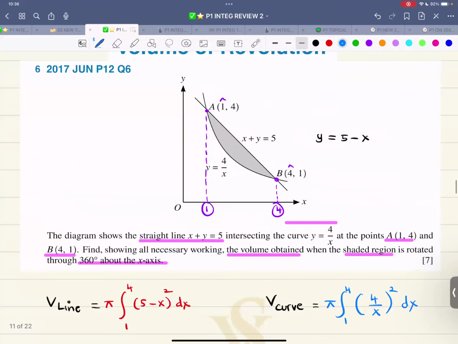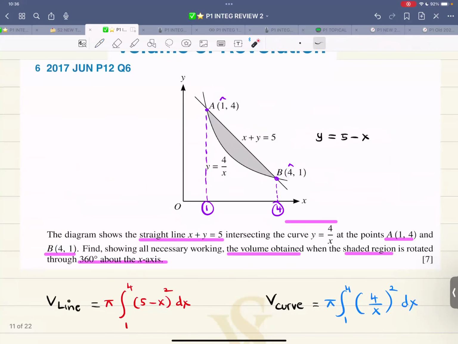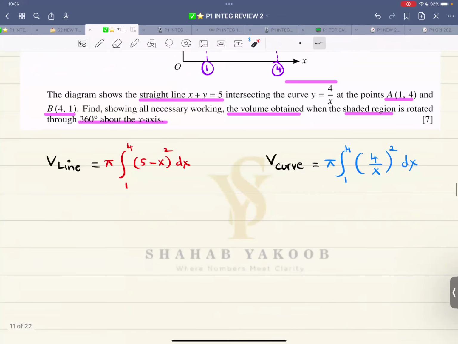So take all your time and think about these things first. y equals 5 minus x, we have to square. This is 4 over x, we have to square. The limits are 1 and 4, common limits. Don't forget pi. Now, this can be done using the chain rule. This cannot be done using the chain rule because it is not linear, so you have to expand it.